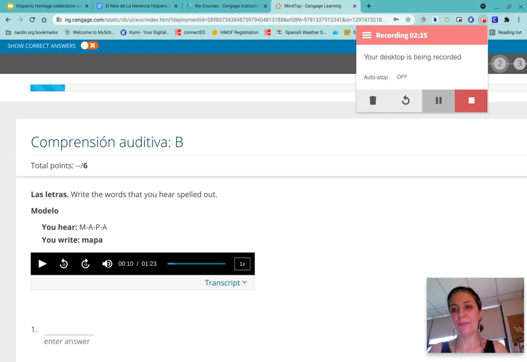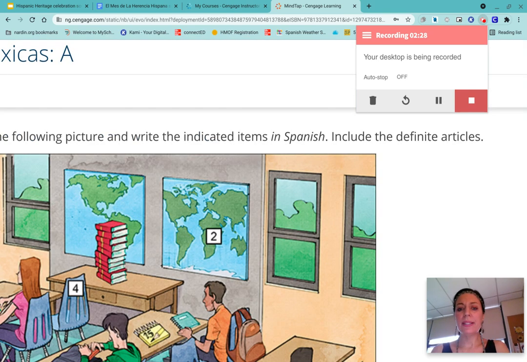For this third section, you're going to see a picture of a classroom and you just want to be able to identify what the items are. Make sure that you say the, like for example, the map, the chair. That's necessary to get the full points. Include the definite articles. Remember el and la and los and las. You want to include those when you write the word.